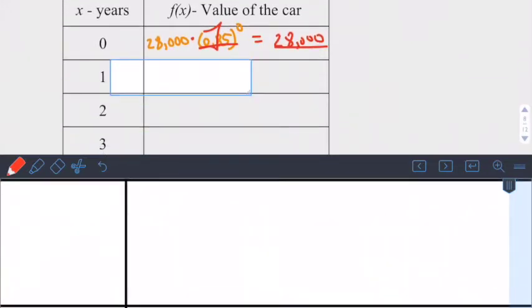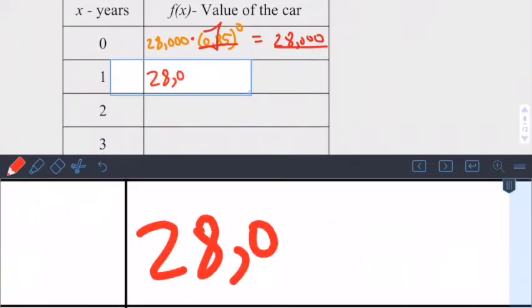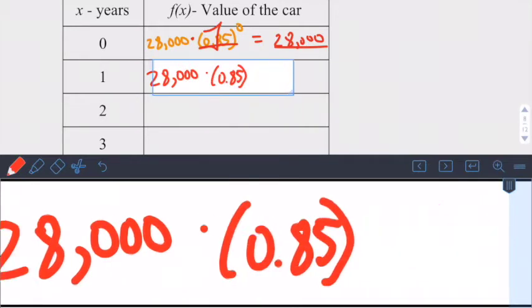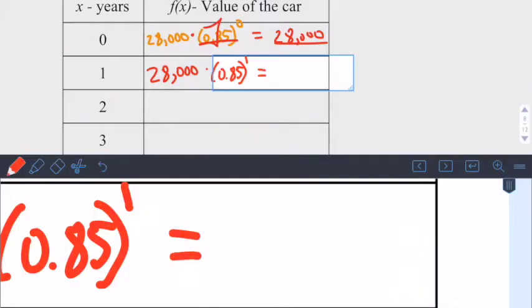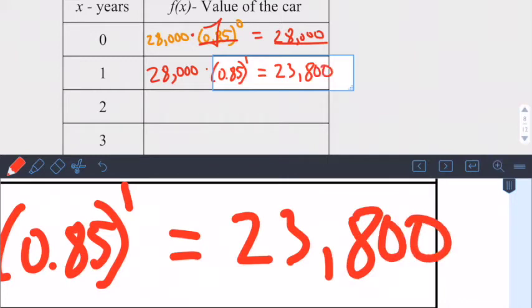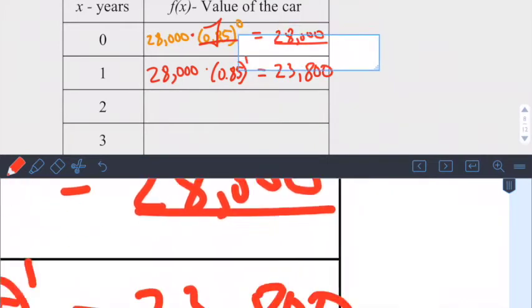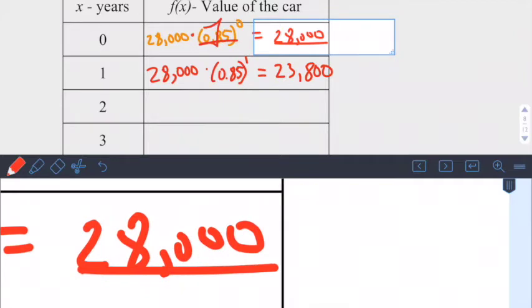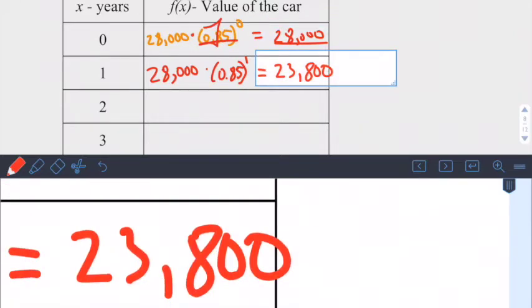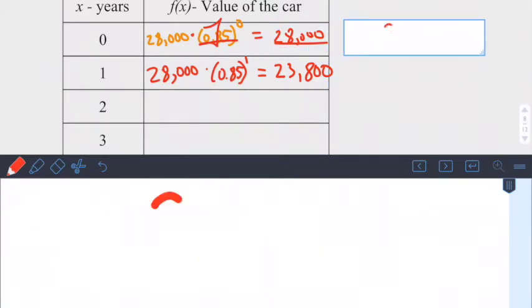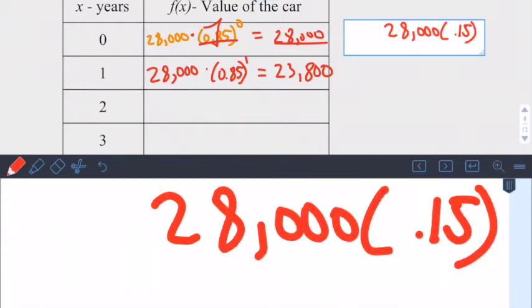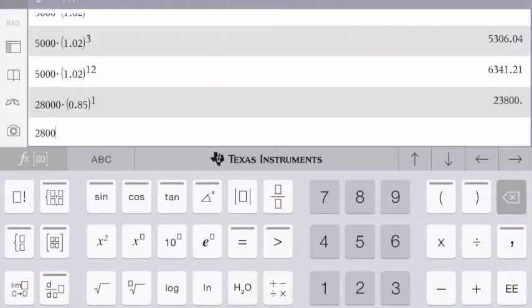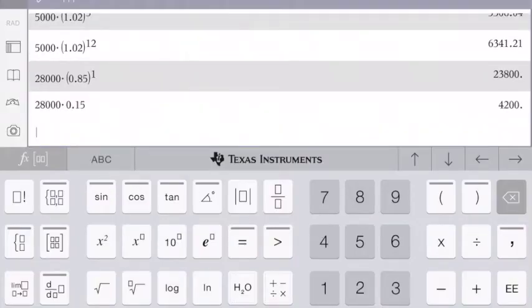Now we do 1. 28,000 times 0.85 to the first. You see that the value went down by a lot. 15% of that value went away. Okay, and we could do that real quick. We could do 15% of 28,000 just to see what that was. It lost $4,200.